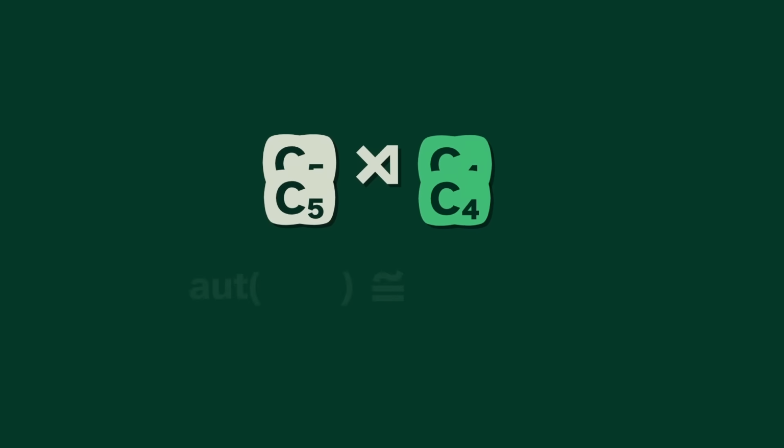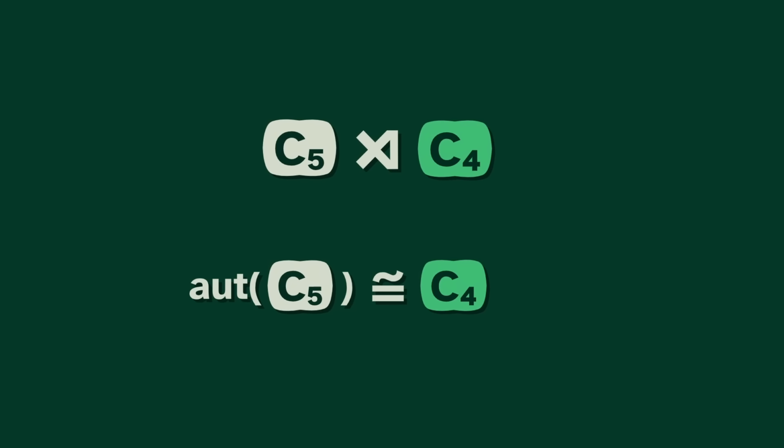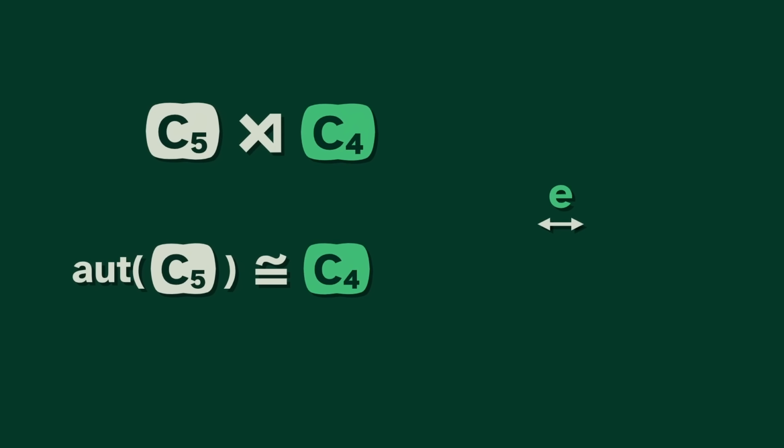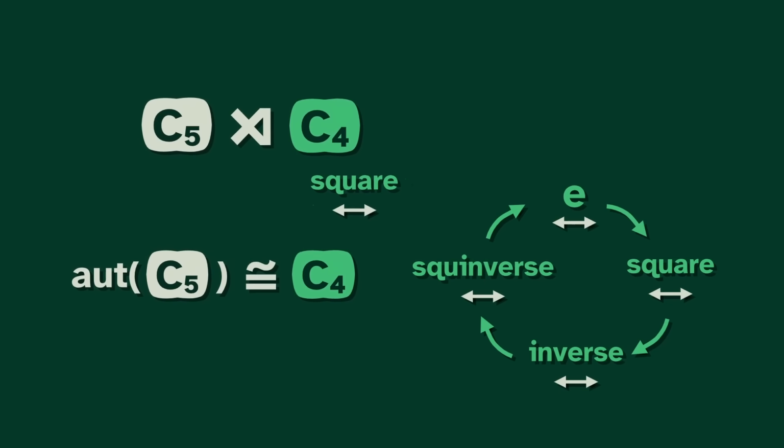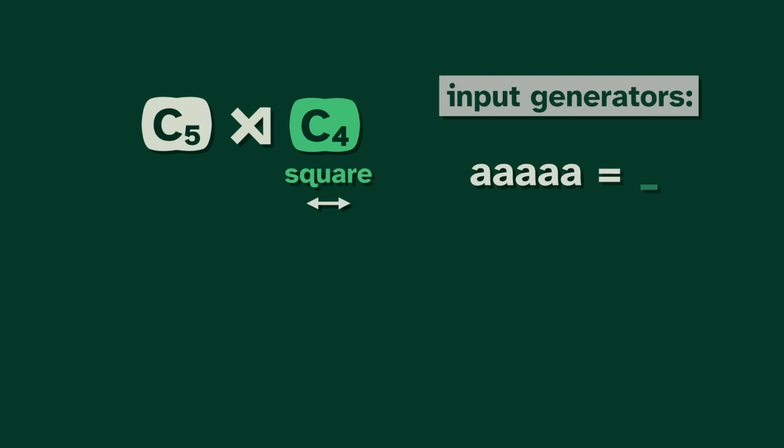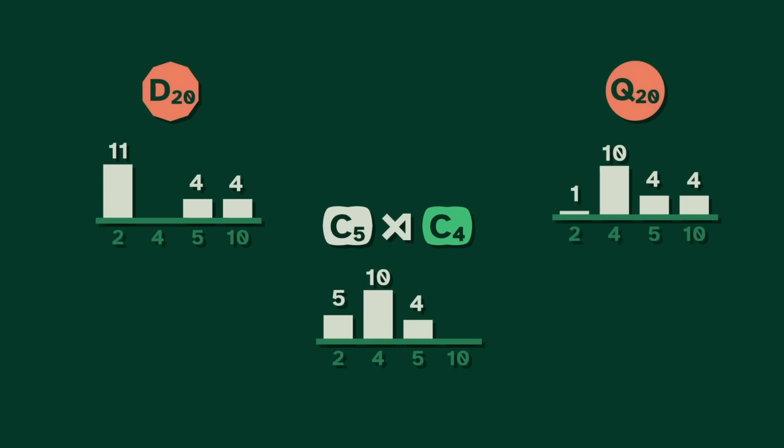But then we have C5 semi-times C4. The automorphisms of C5 are the group C4: the identity, the square, the inverse, and the square-inverse. So we can use the square automorphism, since it has order 4. Is this a NOOP? A equals blank. B equals blank. BA equals... Oh, it squares, so AAB. It is a NOOP. And it's only orders 2, 4, and 5.